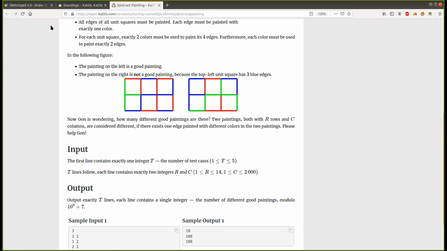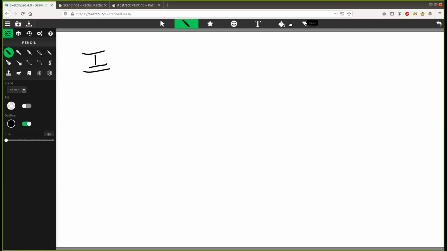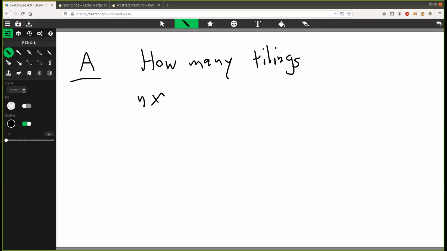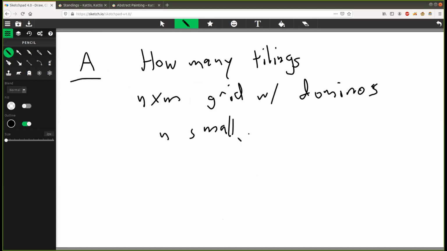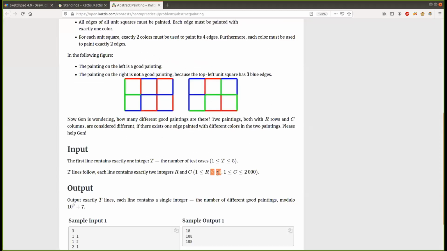For example, a similar problem that appears would be how many tilings of an n by m grid with dominoes, where n is small. So if you've seen problems like this, then the small constraint kind of triggers some thoughts about a bitmask DP.